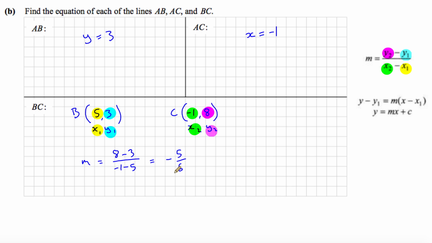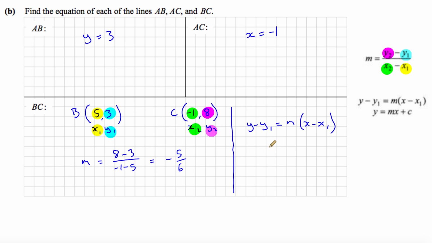So now what I'm going to do is put this m value into this top equation here. So I've got y minus y1 is equal to m bracket x minus x1. Now I've chosen this formula here because I know what m is, and x1, y1 will just be any point on the line BC, so I can choose either C or B to plug in there.